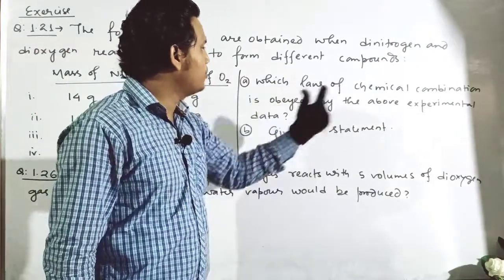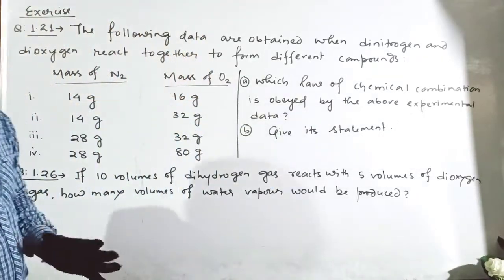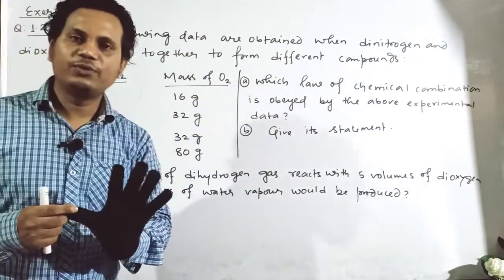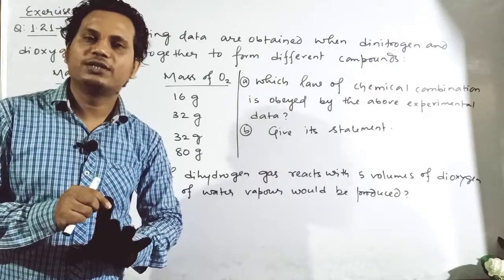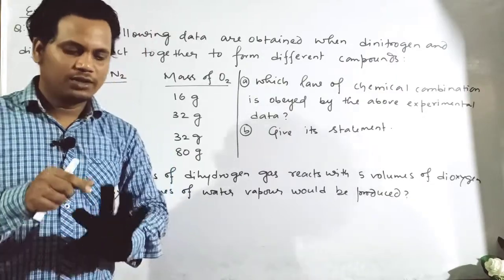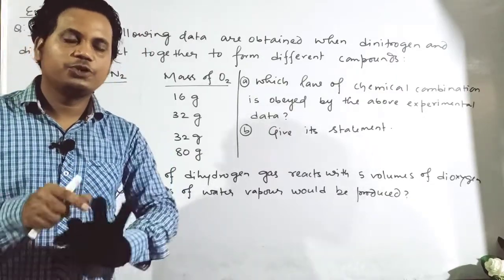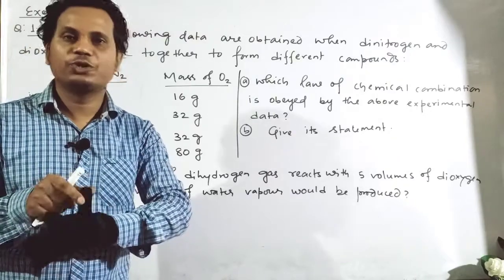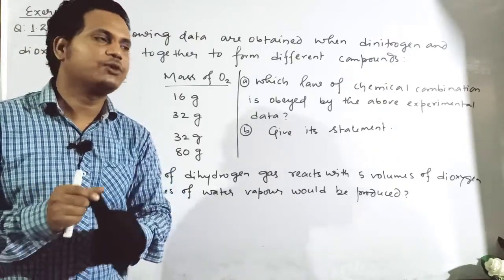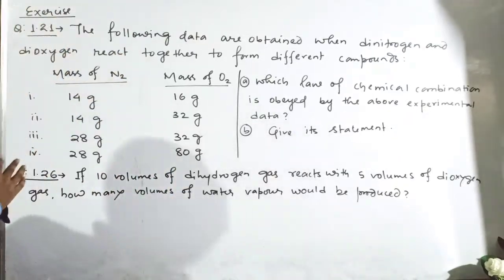Which law of chemical combination is obeyed? So we have studied 5 laws now: law of conservation of mass, law of definite proportion, law of multiple proportion, Gay-Lussac's law and Avogadro's law. So which law will be there?